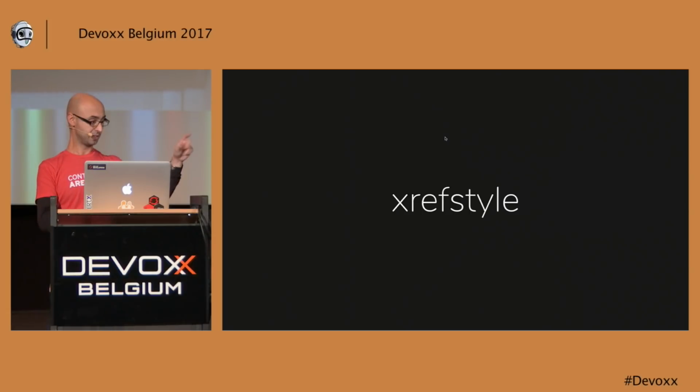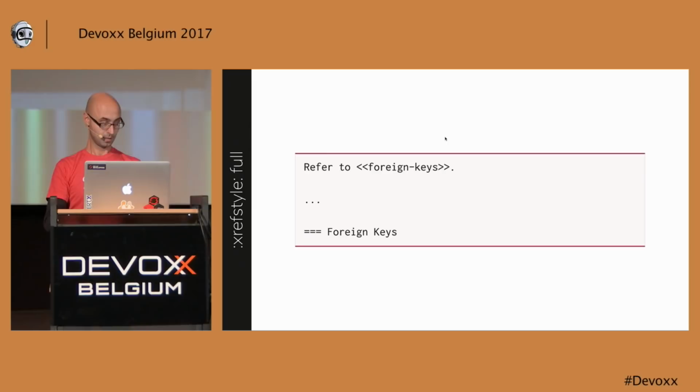The first thing that we're going to see is the xrefstyle, which is used for doing references between a paragraph and a section. And this is how you can refer from a paragraph to another section, which is just say "refer to", and you do this, <<, and then the reference, and you put there the ID, and the ID is just the title of the section that you want to refer to. And notice that by default the ID is formed with the hyphens in the middle and all in lowercase.